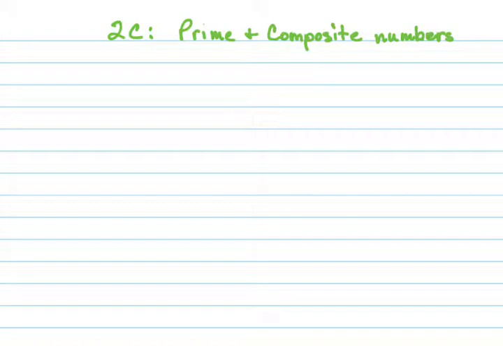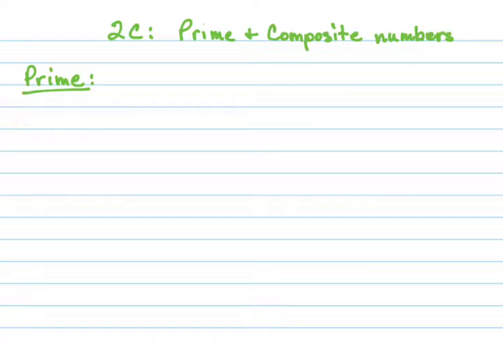Now, evens and odds didn't really make such a difference in your mathematics. But prime and composite can be used to do a lot of things. All right? So the first thing we're going to talk about is what makes something a prime number.